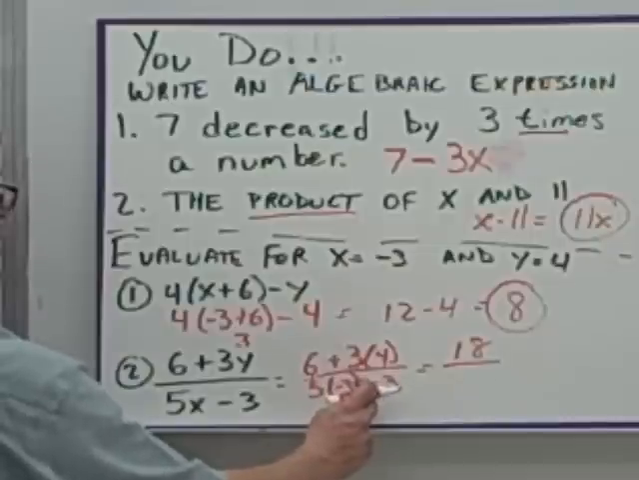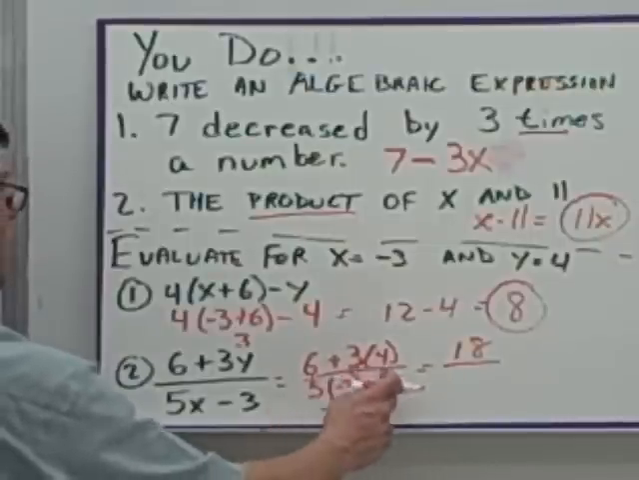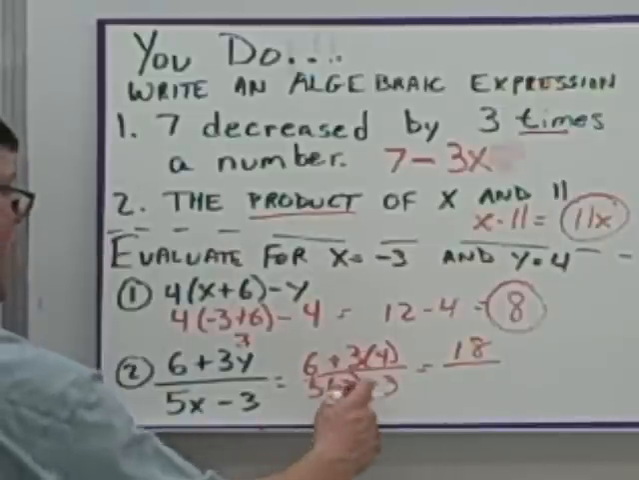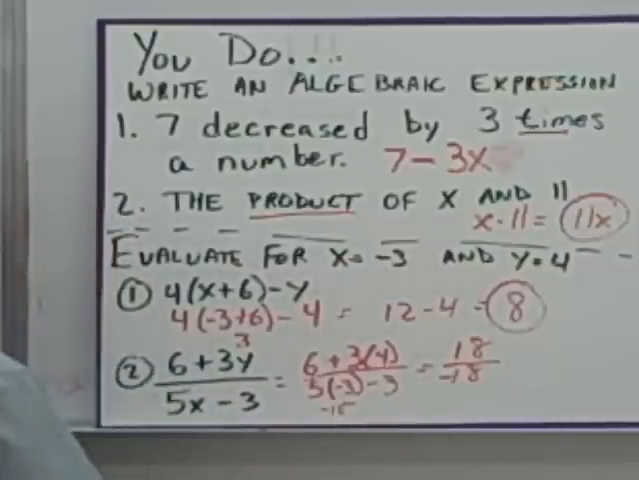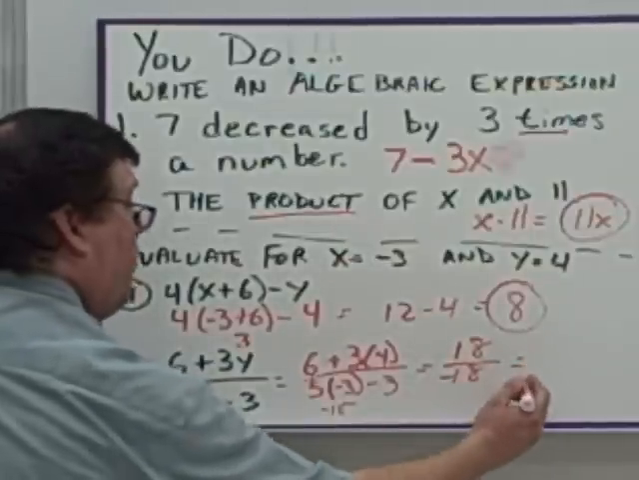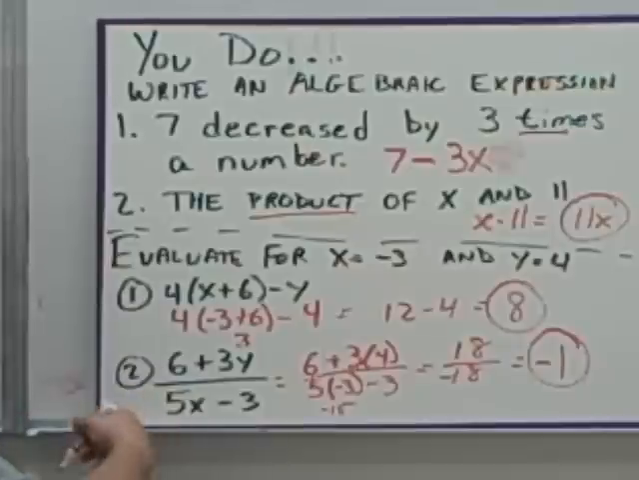Negative 15 minus 3, we do the keep it, change it. We get negative 15 plus negative 3, which means we're going to add those 2, and the answer will be negative. You add them, you get negative 18. 18 over 18 is 1, so we get a negative 1 for our answer. So all that simplified down to a negative 1.